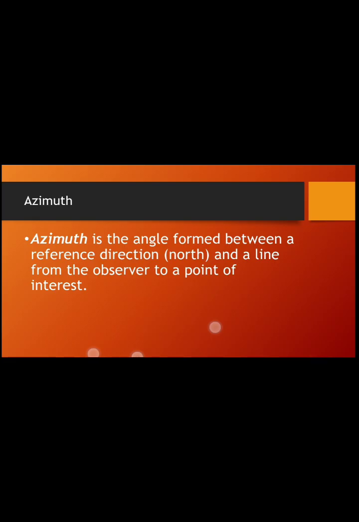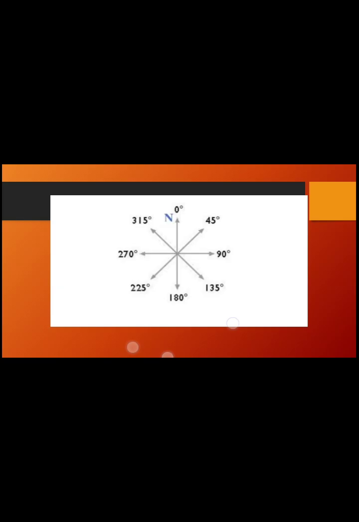What is azimuth? Azimuth is the angle formed between a reference direction, north, and a line from the observer to a point of interest. This is the form of azimuth. As you see in north, it starts at 0 degrees, next 45 degrees, 90 degrees, 135 degrees, 180 degrees, 225 degrees, 270 degrees, and 315 degrees.